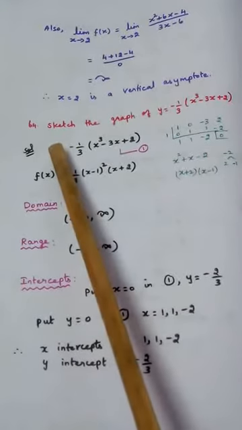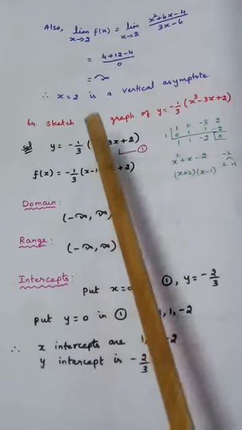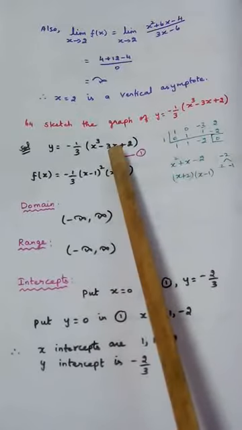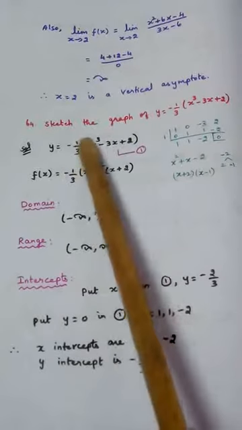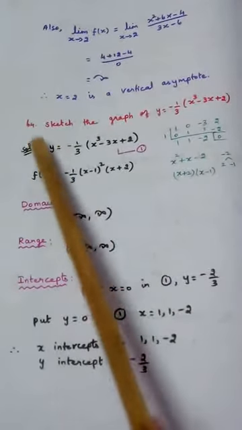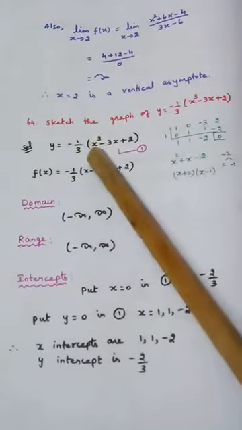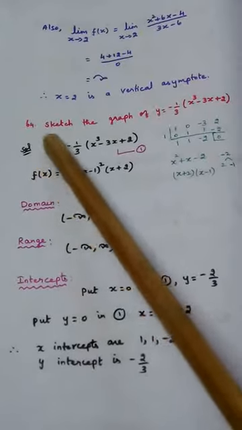So a negative answer is coming. If I put minus 10, what happens? Minus 1000 plus 300 plus 2. So negative comes, negative into negative will become positive. So positive answers also come. So y can give us negative answers as well as positive answers here. So any answer can come for y.